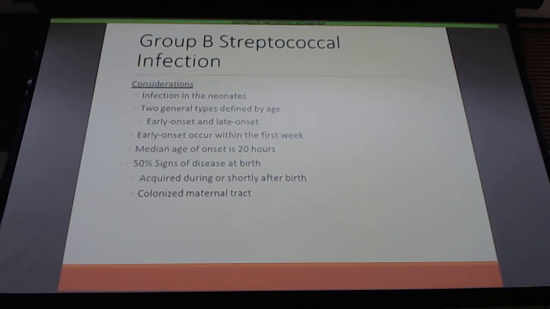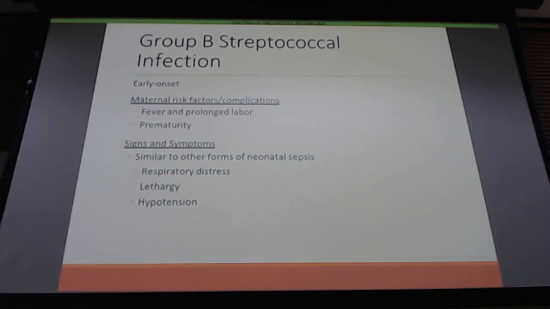This can lead to sepsis, pneumonia, and more so meningitis in the infant. Alright. Here are some complications: fever and prolonged labor, prematurity. This one's similar to the other neonatal sepsis: respiratory distress, lethargy, hypertension. If you don't address these pretty quick, the baby could possibly die. Right? This progresses very fast once they get infected. Right?